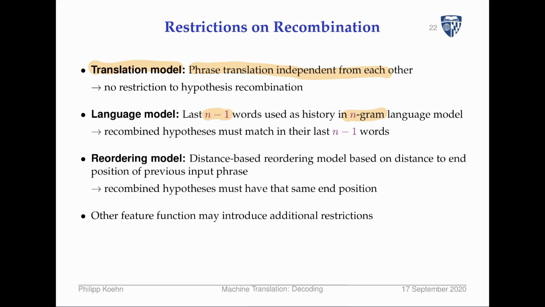And for the reordering model, like a distance-based reordering model based on distance to the end of the previous input phrase, they have to match as well. So the recombined hypotheses must have the same end position. Other feature functions might introduce additional restrictions. Last time we talked, for instance, about the operation sequence model, which might also have additional restrictions because the previous operations might be different.